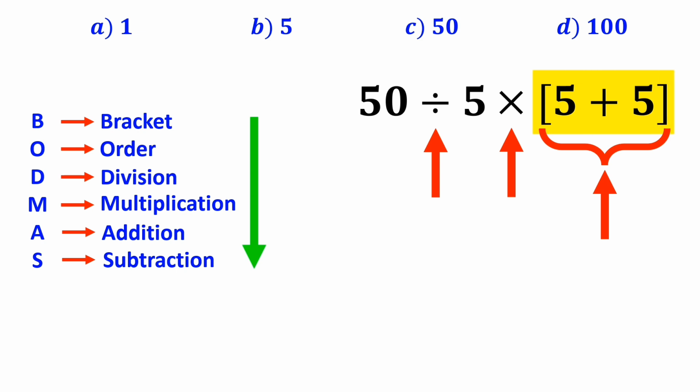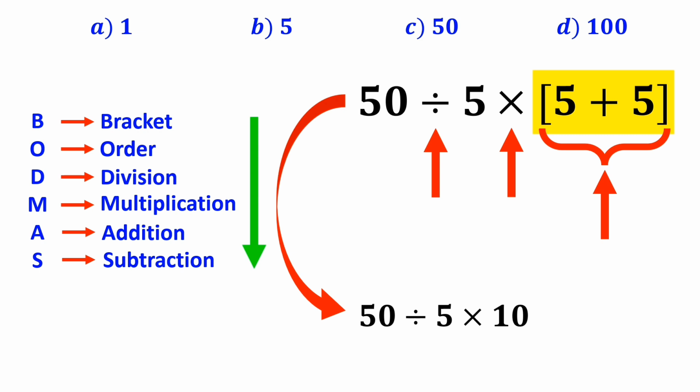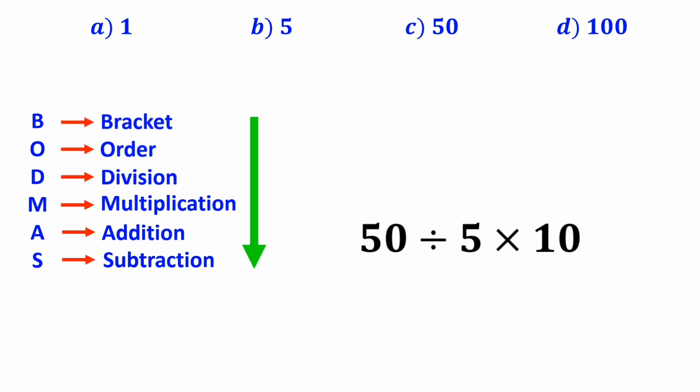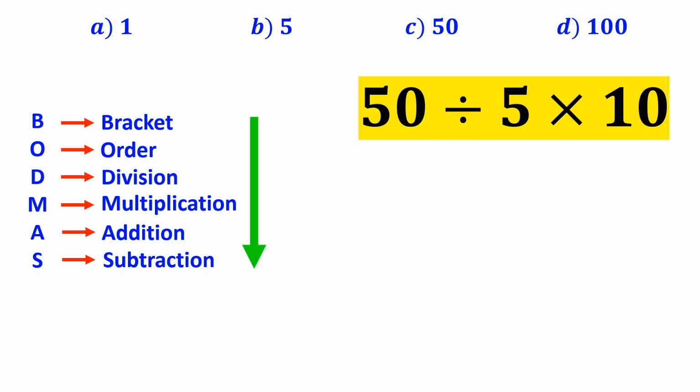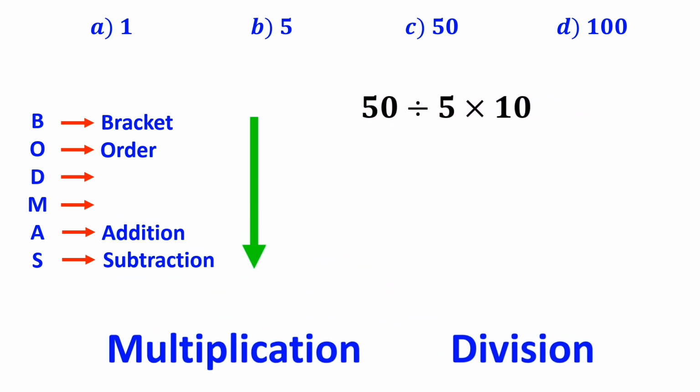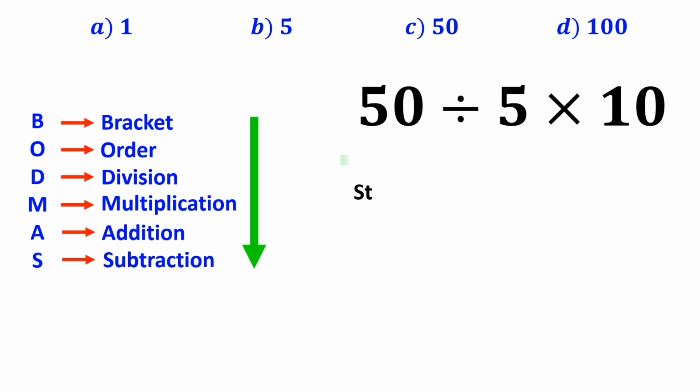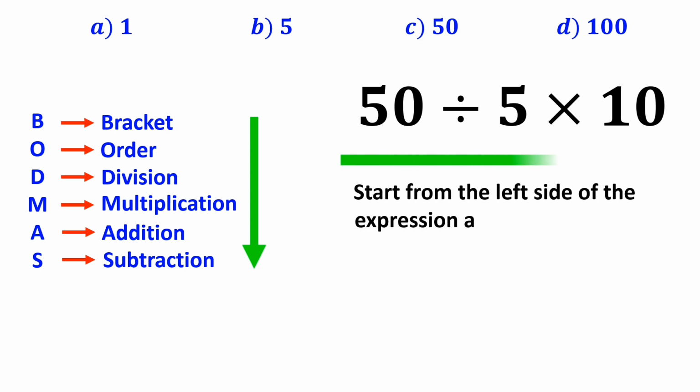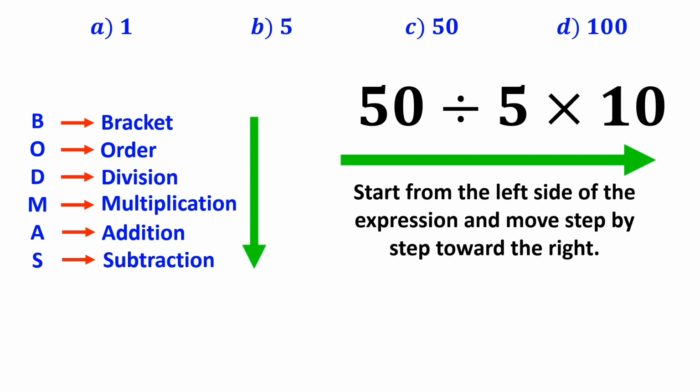So, we start with the bracket first, because it has the highest priority of the operations. Okay, this expression simplifies to 50 divided by 5 times 10. Now it's time to simplify this expression. However, it's very important to note that in the BODMAS rule, multiplication and division have exactly the same level of priority. In this case, all we need to do is start from the left side of the expression and move step by step toward the right.